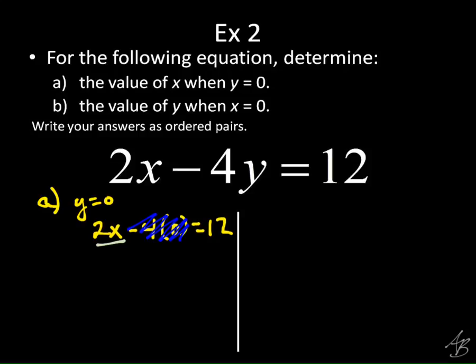2x equals 12. So to get the x by itself, I want to get rid of that 2 by doing what? Divide by 2, okay. And so on the left side, when those 2's cancel, what do we get? X. All right, and then on the right side, 12 divided by 2 is 6.